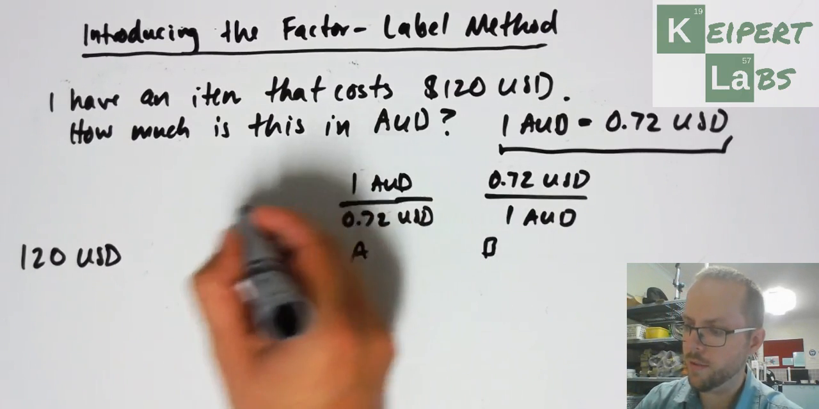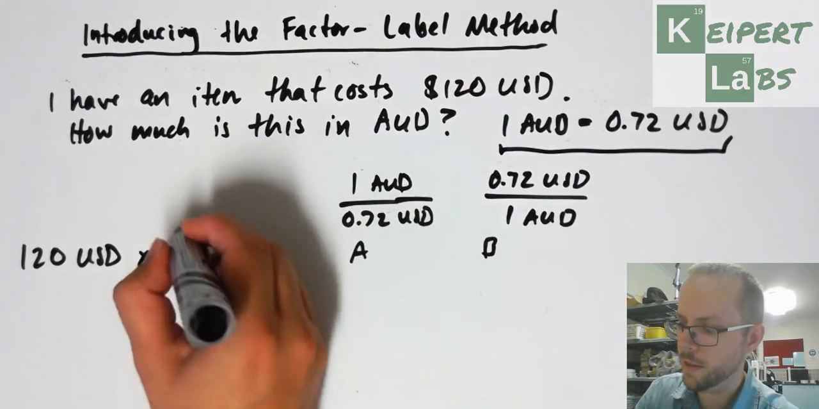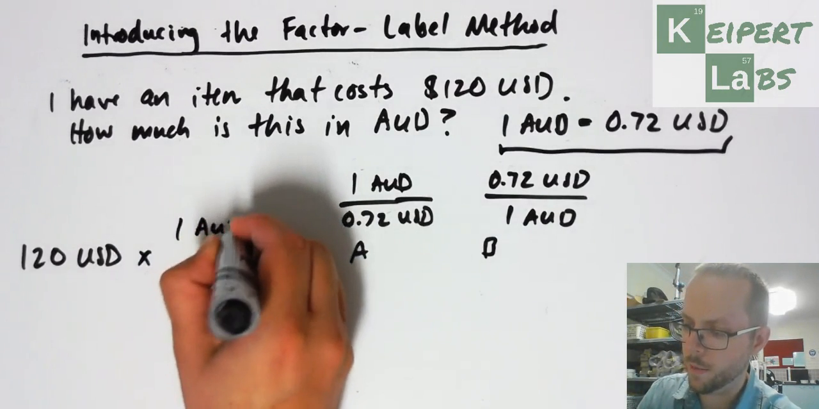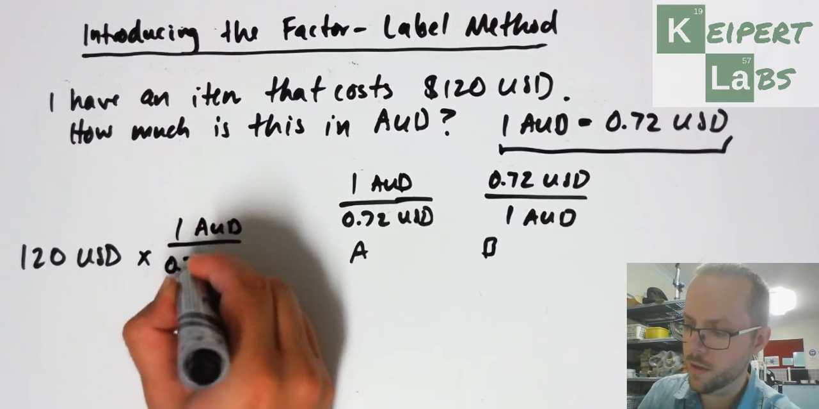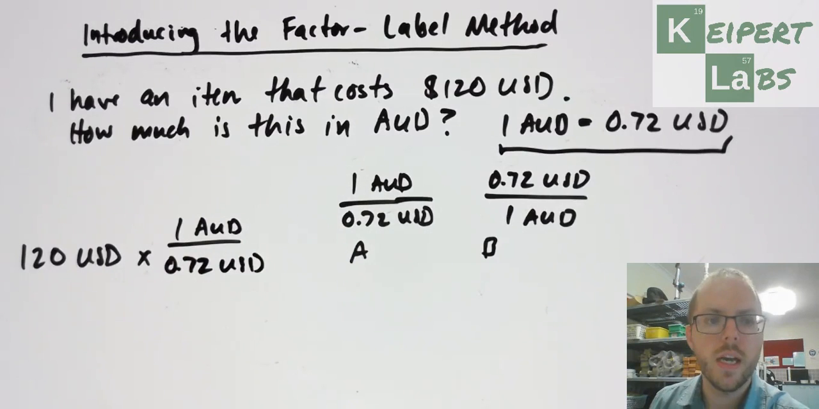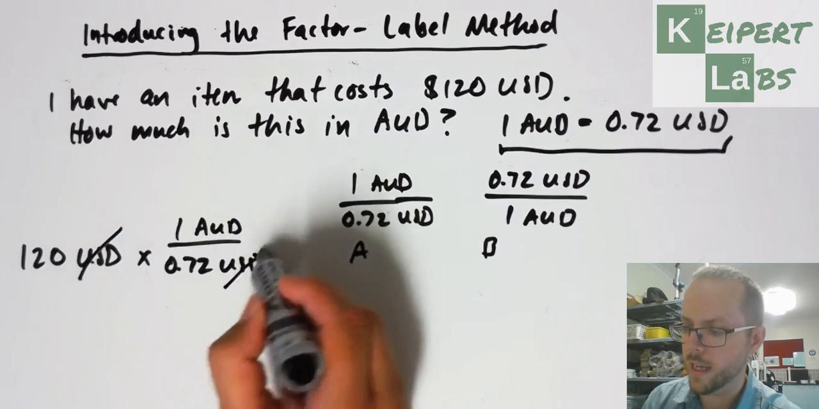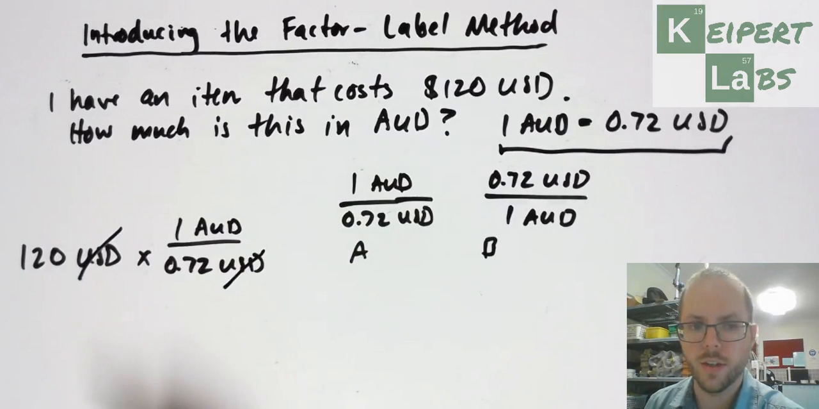So I bring that over and I drop it in here, and I'm going to multiply my US dollars by this conversion factor. And I'm going to keep writing the units, even though I can recognize that I'm talking about different types of dollars, because it helps to visualize why we're doing what we're doing. We can see that our US dollars cancel out, and we're left with Australian dollars in the end.